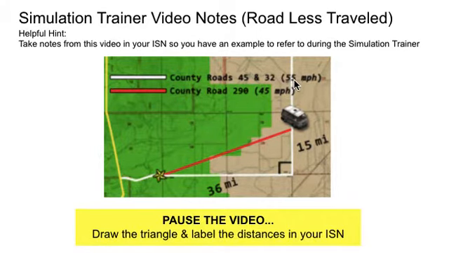You will notice that there are different speed limits for each one. For the white route, County Roads 45 and 32, it's 55 miles per hour. But for County Road 290, which is the red route, it is 45 miles per hour. Please pause this video so you can draw the triangle and label the distances in your ISN.